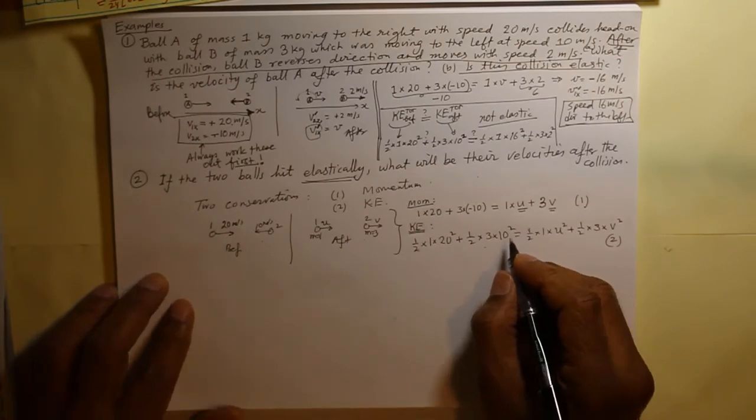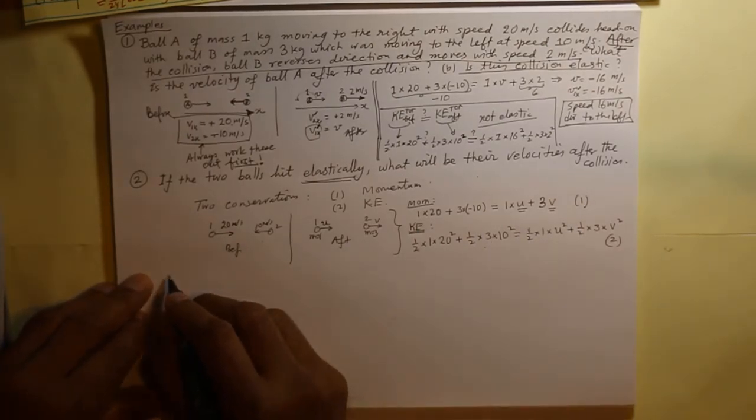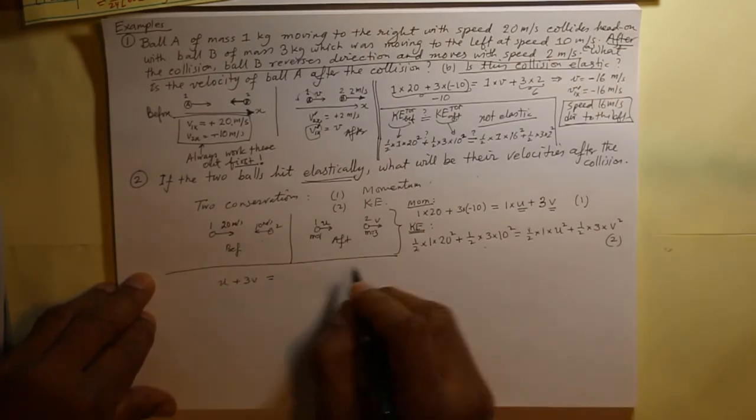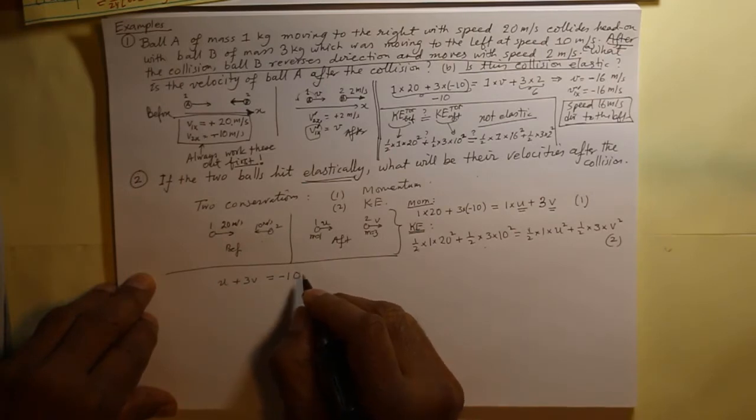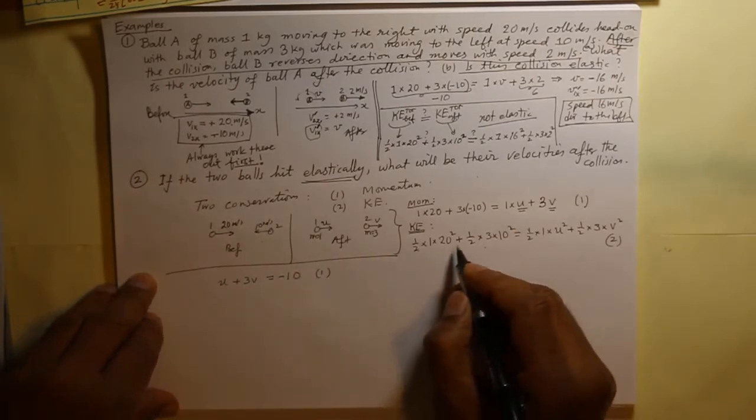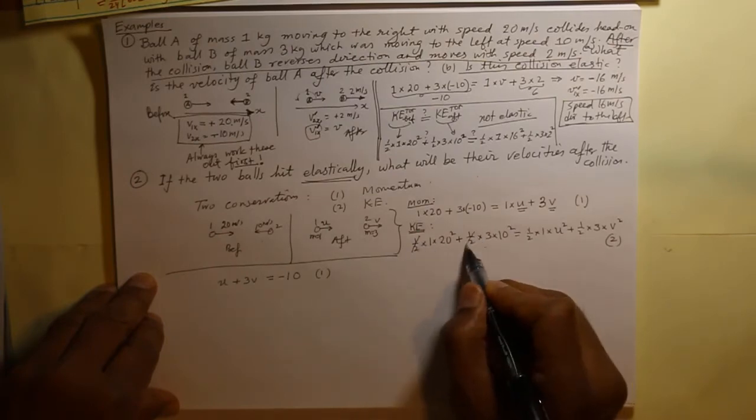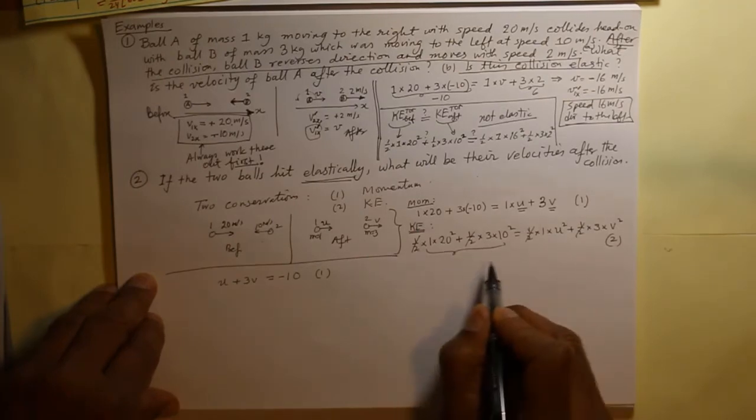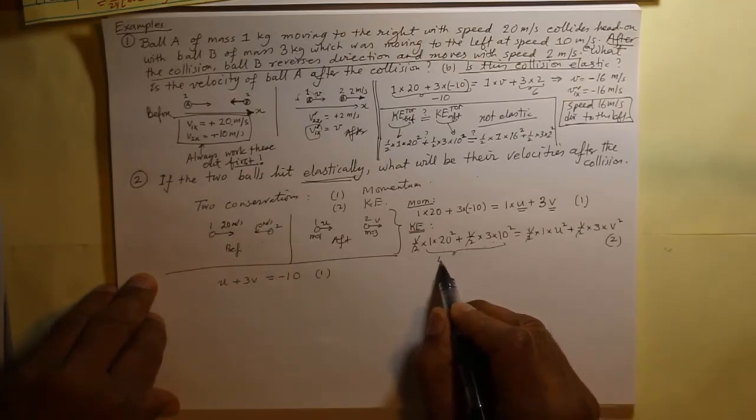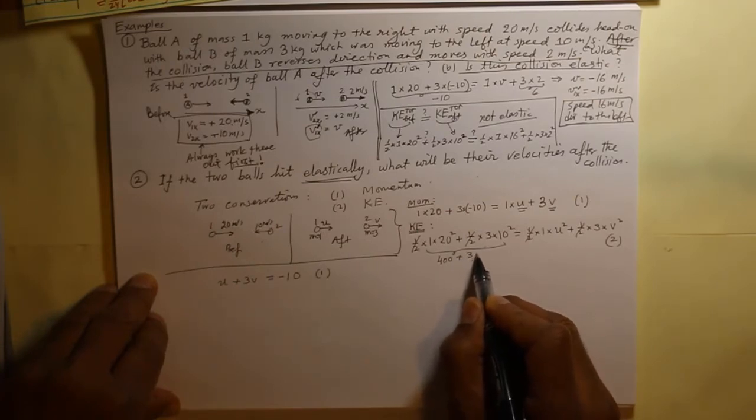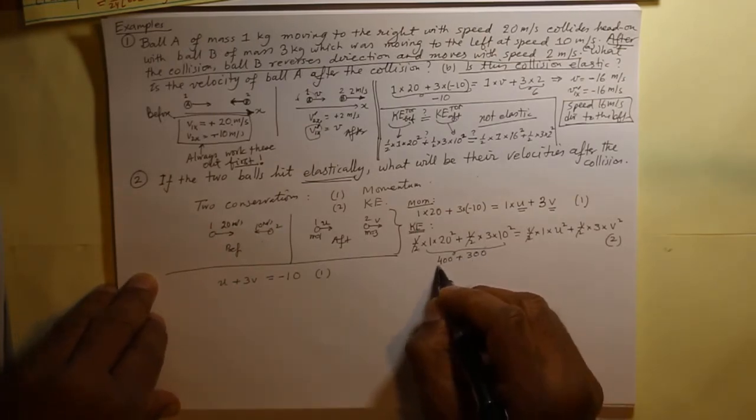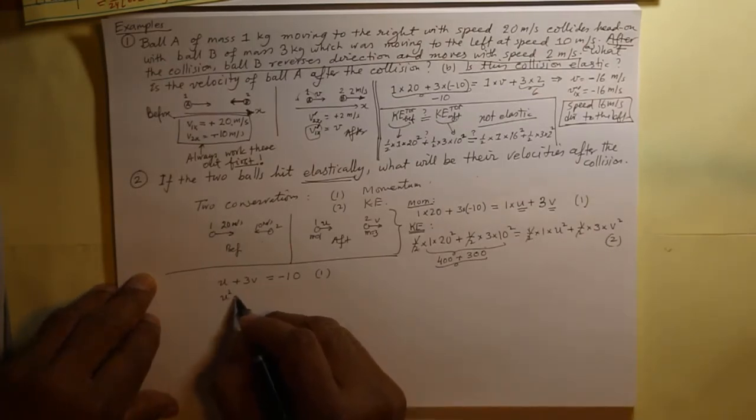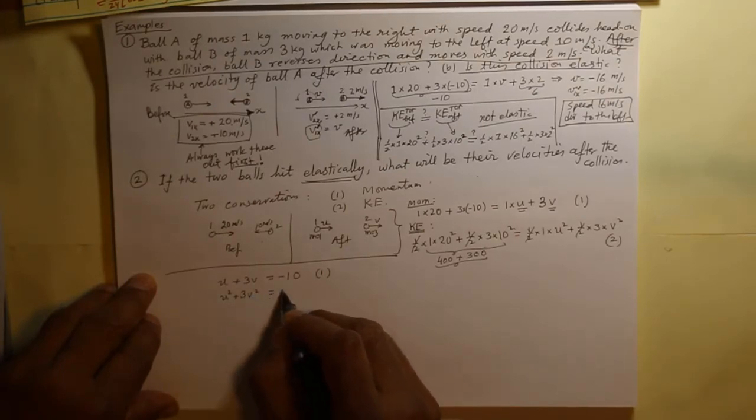Let's simplify them so that we can work with simpler equations. It's u plus 3v equals minus 10. So that's one equation I got. And in this one you can see that the halves go away from each of those terms. So this 400, you have 400 plus 300, so you have 700 here. And then you have u squared plus 3v squared is 700.